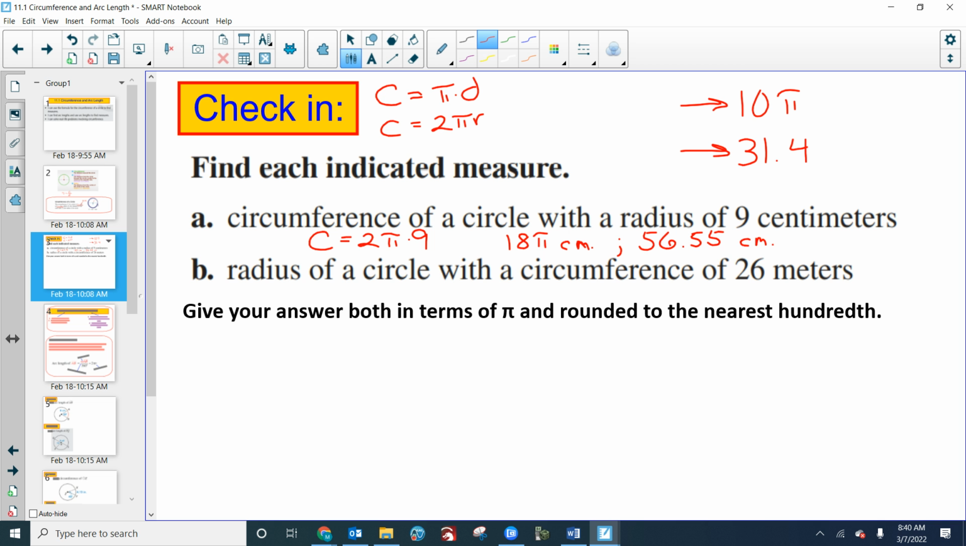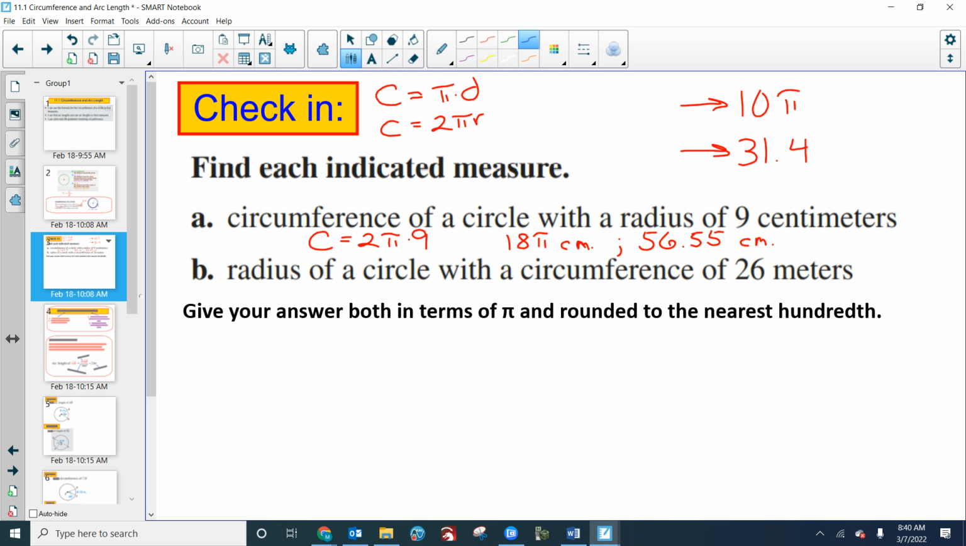One of those answers is nice because it doesn't have any decimals in it. The other answer is nice because it actually tells us how far you actually have to walk around whatever it is you're talking about. Make sense? All right. How about letter B?